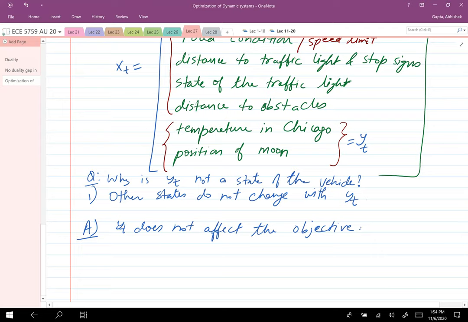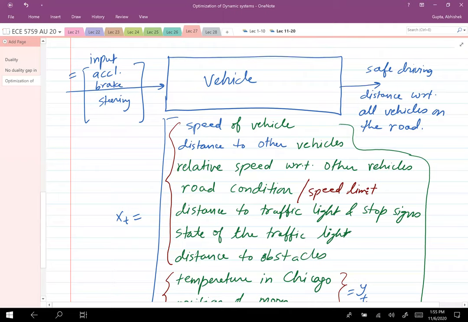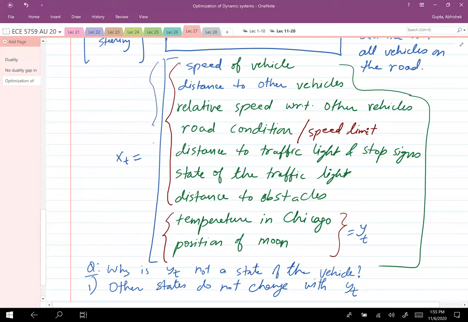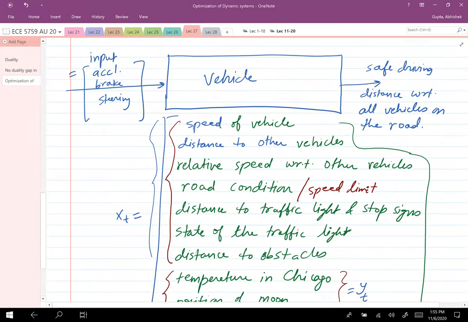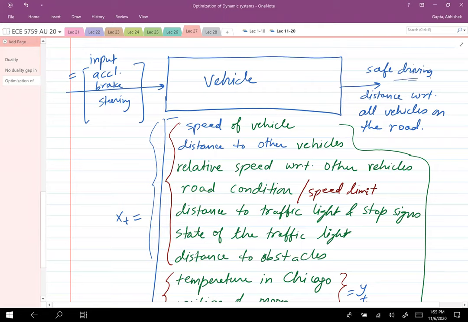Okay. So we have certain states that do not affect the objective, and therefore we will ignore those states from the description of the state space of the vehicle. So our objective here is to drive safely, maintain safe distance with respect to all the other vehicles on the road. And all of these quantities that we talked about, they affect the decision, and they affect the safe distance. Like if you want to maintain safe distance with other vehicles on the road, you need to be cognizant of all these quantities. But as far as temperature in Chicago or the position of the moon goes, they don't really affect the objective, which is safe driving strategy for the vehicle.